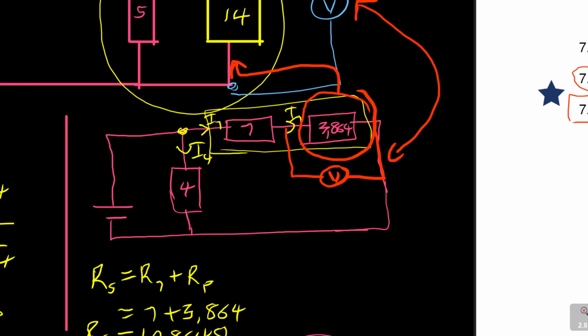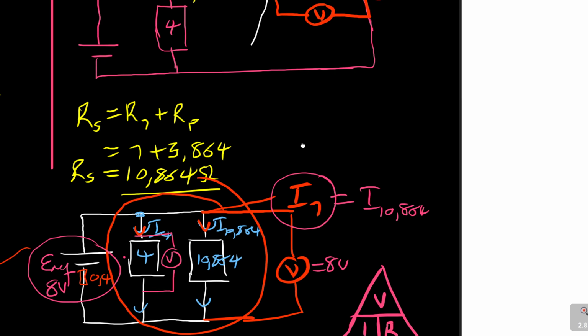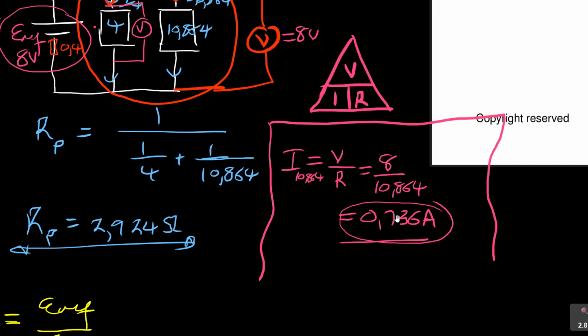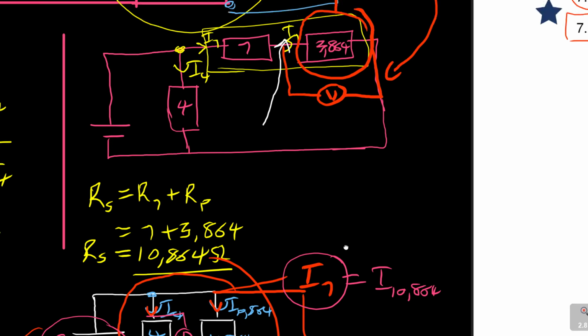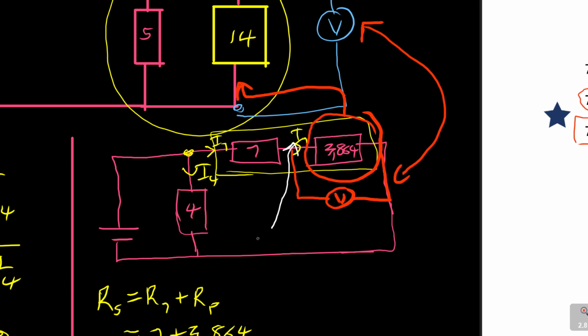Let me use something different. The current that entered there, which is I7, we said, what was it? That I7 is the same as this 0.736 here. I'm just trying to make it make sense to you. 0.736 amps is the current that entered there. It's the same current that splits there. The other one went into this I4.